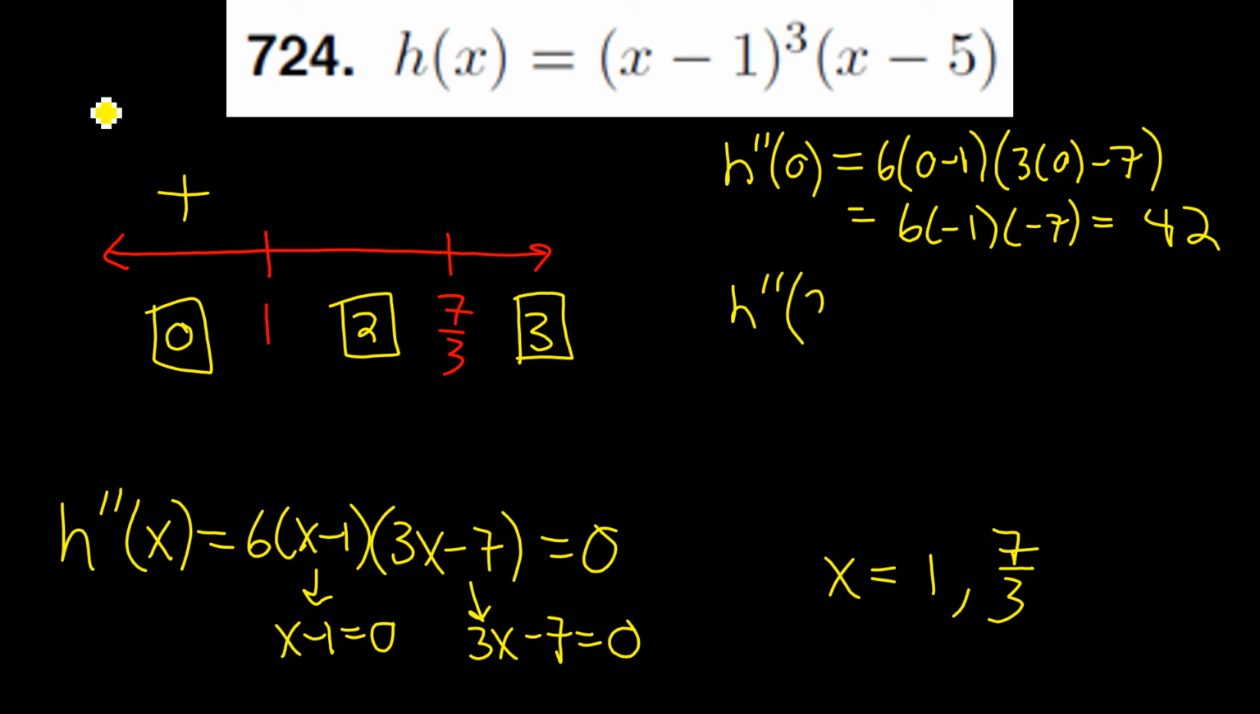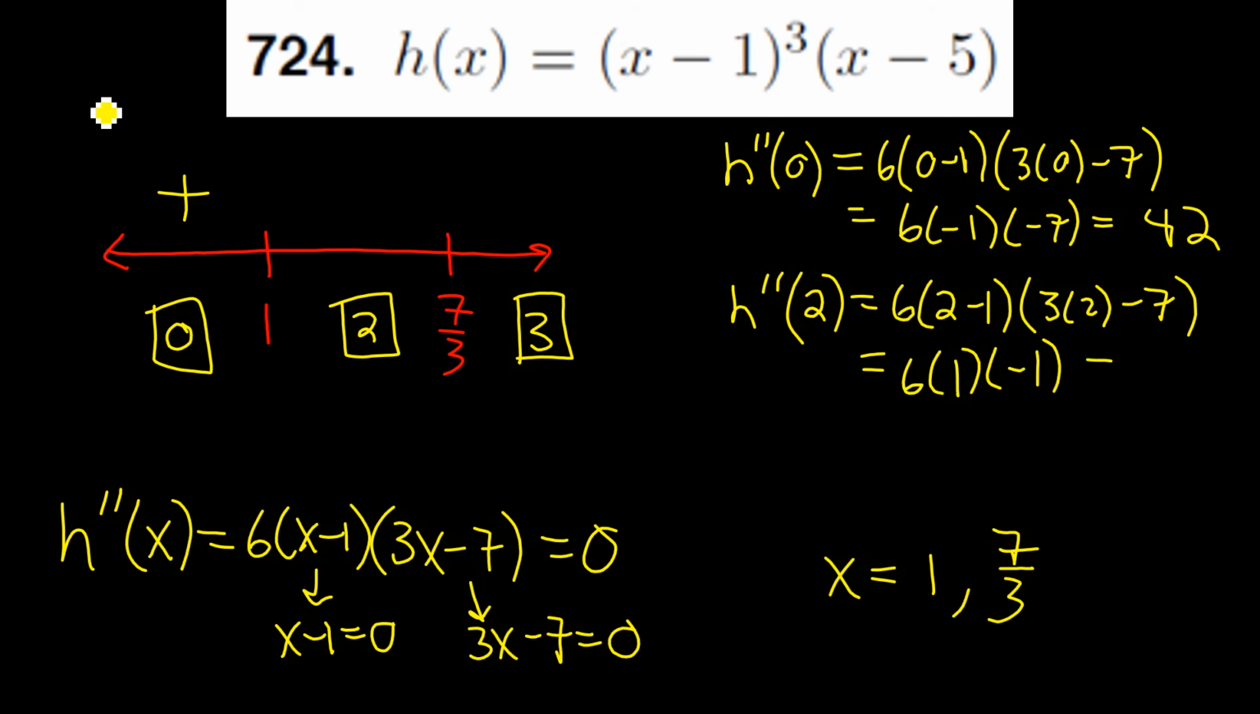And then this is 3 times 2 minus 7. Okay. And so we get 6 times 1 times negative 1. So this is negative 6, so we get a negative section. So we do have an inflection point at 1. Makes sense because we had it as a critical point as well, but we didn't change concavity there.